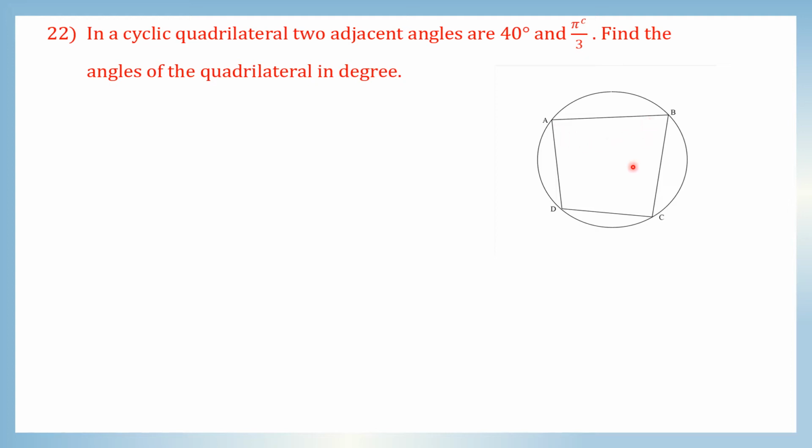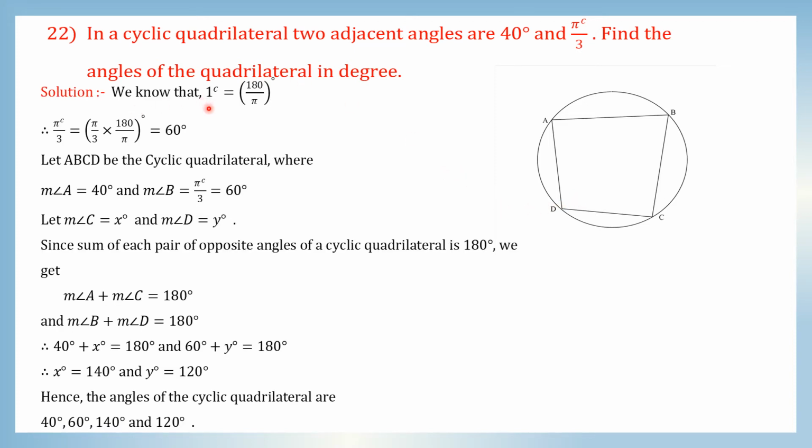Here two angles are given. We have to find the other two angles, angles C and D. We know that cyclic quadrilateral means the sum of opposite angles is 180 degrees. Angle A plus angle C is 180 degrees. Using the property, we find angle C. Also, the sum of the opposite angles angle B and angle D is 180 degrees. Here one angle is given, that is π/3. Convert it into degrees, and the addition of these two angles is 180 degrees. Then find the angle D.